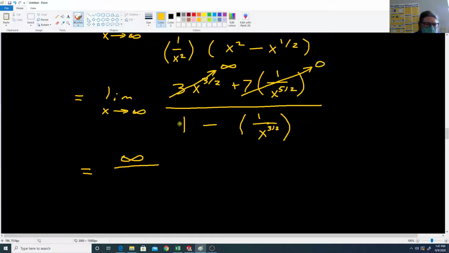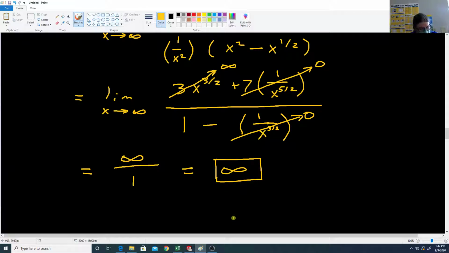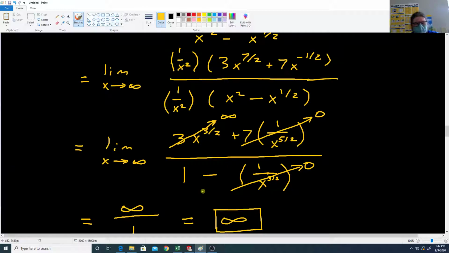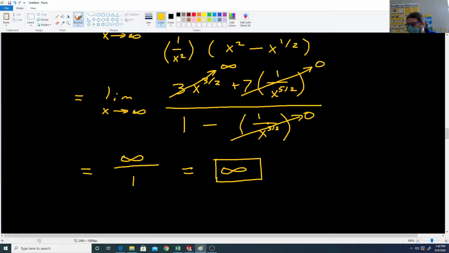The bottom, we get 1 minus, and as x gets bigger and bigger, the bottom here gets bigger, meaning the fraction tends to 0. So we get 1 minus 0, so we get basically infinity over 1, which says this thing just keeps growing up towards infinity. So that's example 3 part A, and then we'll do part B in the next video.